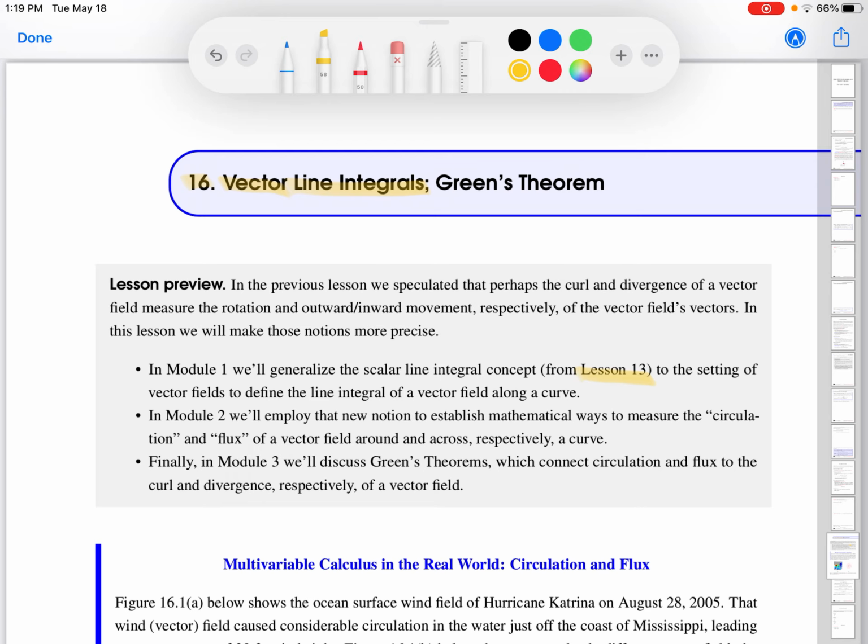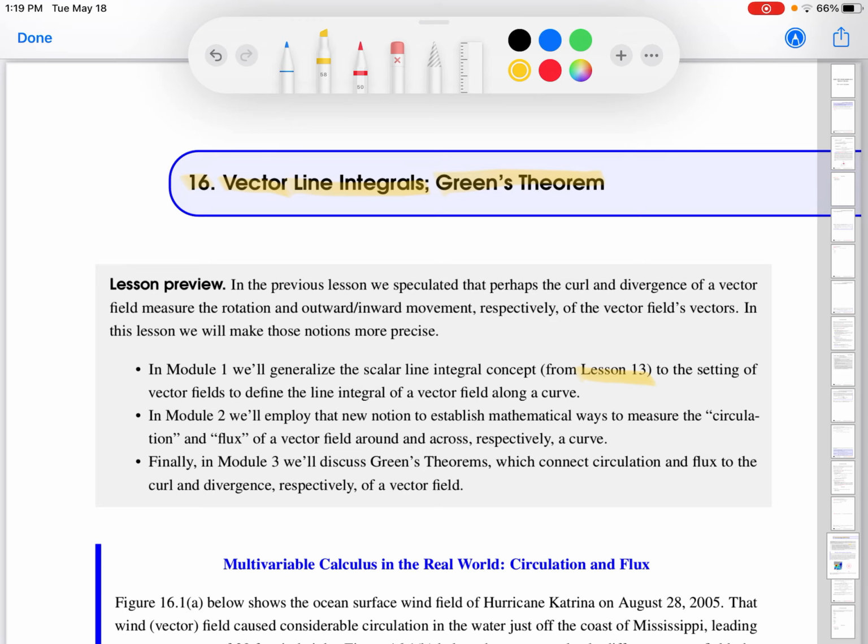So that's going to go back to lesson 13. And later on, we'll be talking about Green's theorem, which relates line integrals to double integrals. So we're going even further before that. And then we'll be revisiting the notions of curl and divergence that we talked about in the previous lesson, which of course are defined in terms of dot products and cross products. So there's a lot going on in this lesson as a whole.